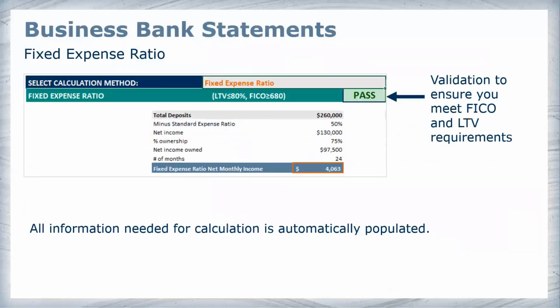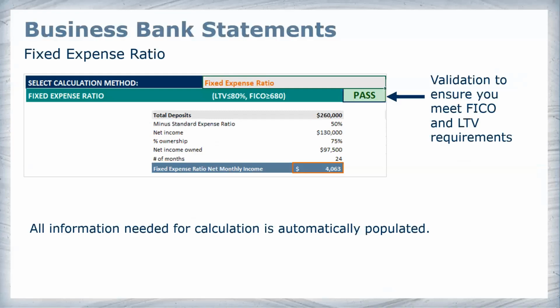Okay, next, the fixed expense ratio. They must meet the LTV and the FICO requirements. Reminder is a minimum 680 FICO and 80% maximum LTV. When you have this, you will receive a pass validation if this is met. If that happens, there's nothing else that needs to be completed to calculate this income. The total deposits will be pulled from the top half of the worksheet minus 50% expense ratio, and percentage of ownership will give you the net income owned.